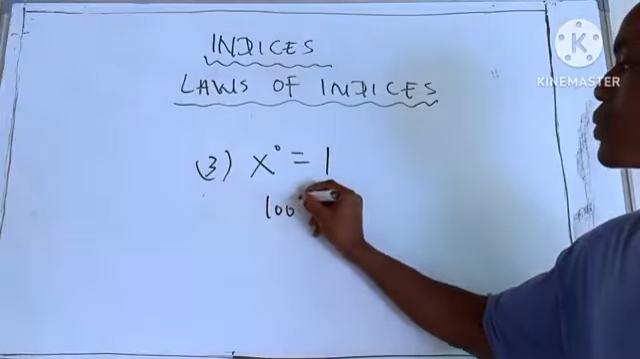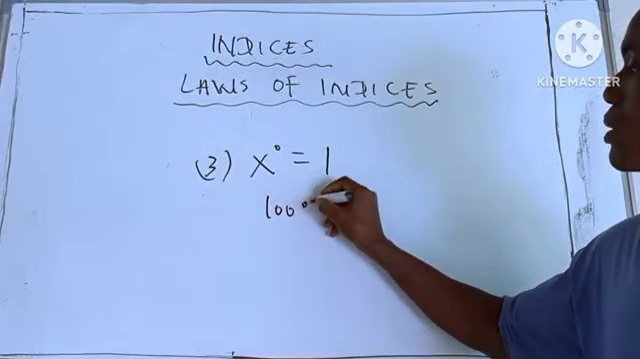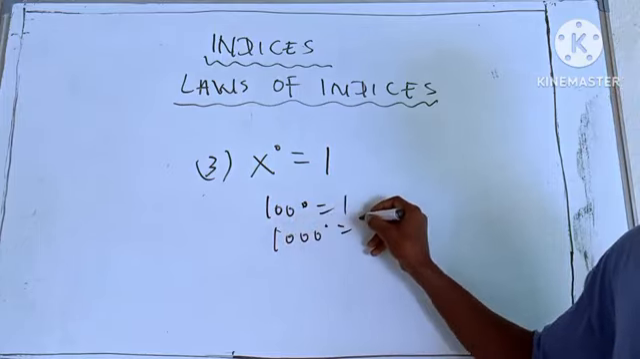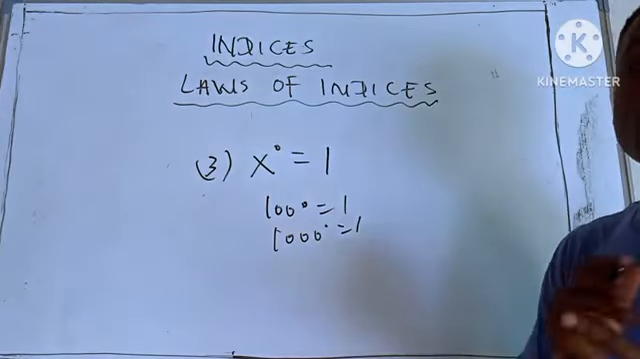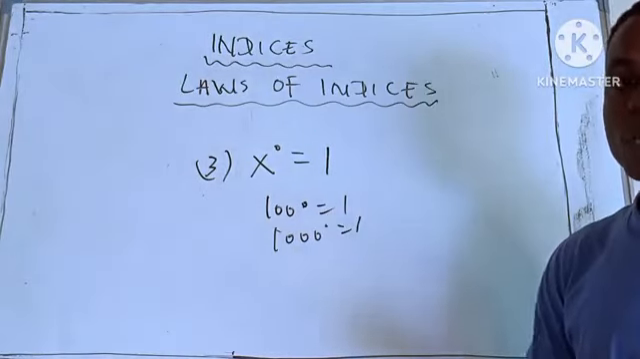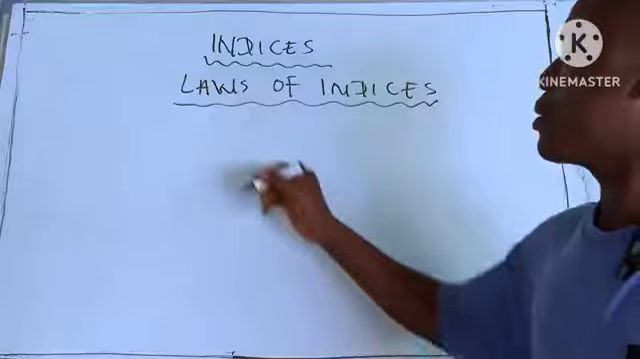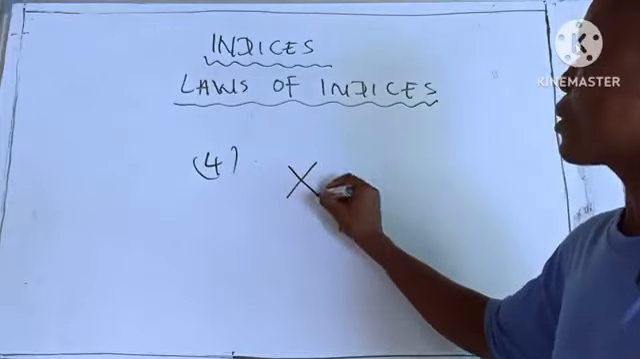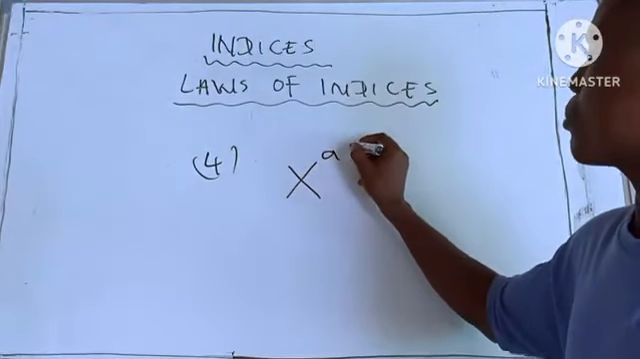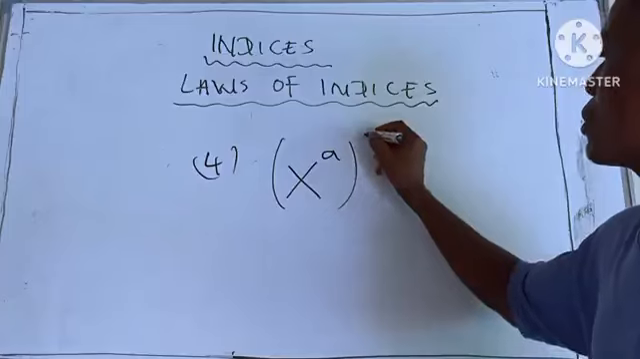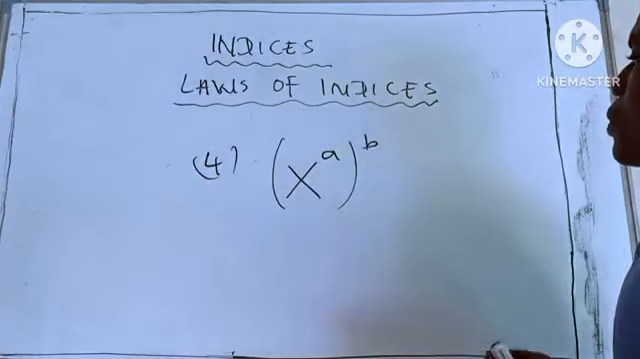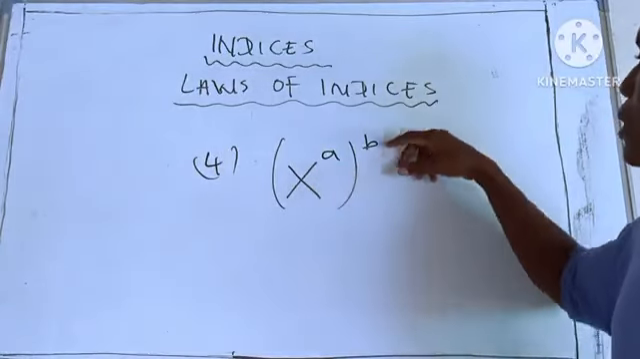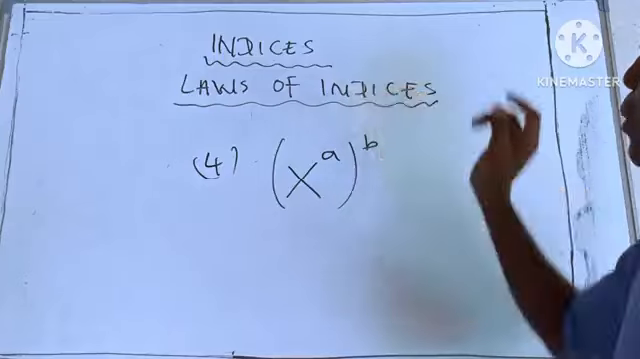1,000,000 raised to power 0 is 1. 100 raised to power 0 is 1. 1000 raised to power 0 is 1. Any number raised to power 0 is 1. So take note. Okay, let's move to the fourth law. Let's say we have x raised to power a, in brackets, raised to power b. Now look at this one. We have x raised to power a, then bracket open and close, raised to power b.